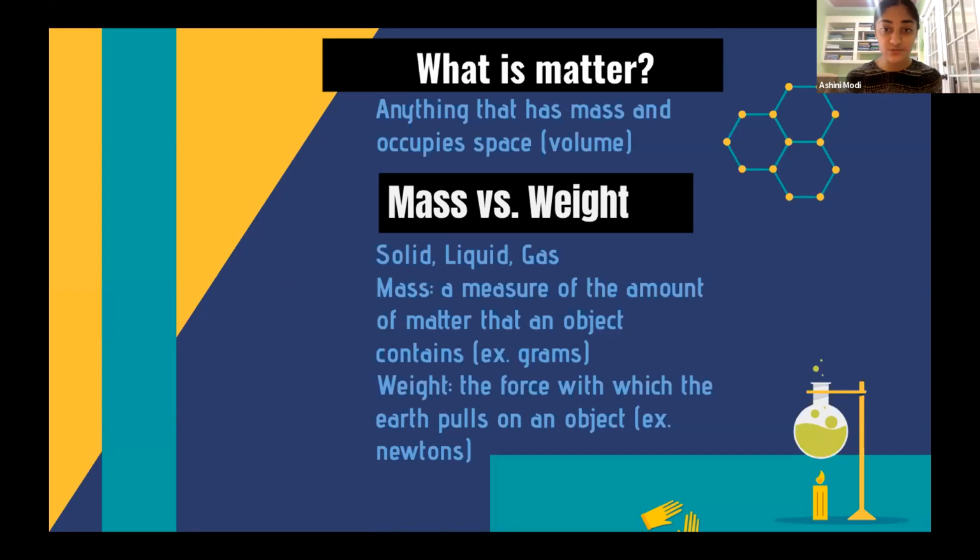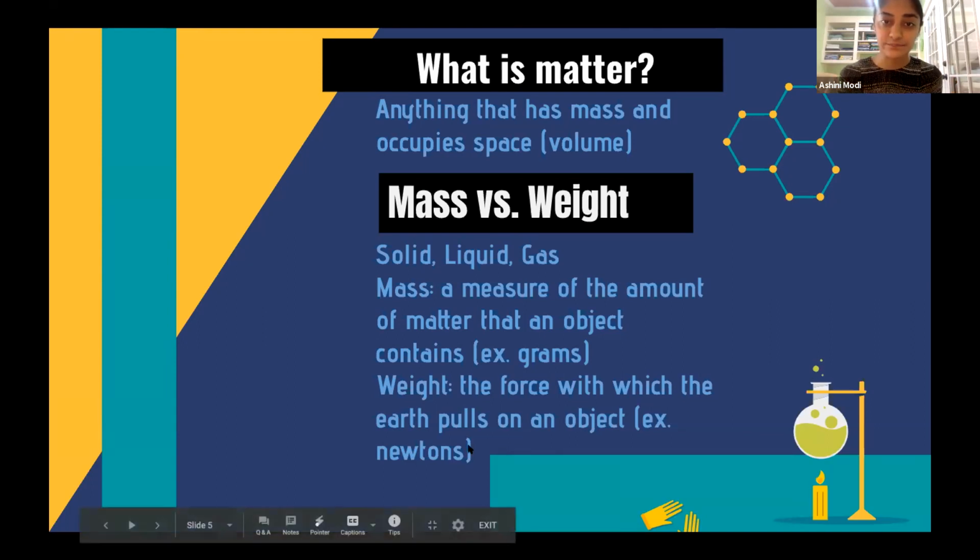What's the difference between mass and weight? There are 3 different states of matter: solid, liquid, and gas. Mass measures the amount of matter that an object contains. An example of that would be grams. But weight is the force with which Earth pulls on an object, which would be newtons. So for example, if we were standing on the moon, we would have the same mass, but we would have a different weight because the gravity is pulling with less of a force.